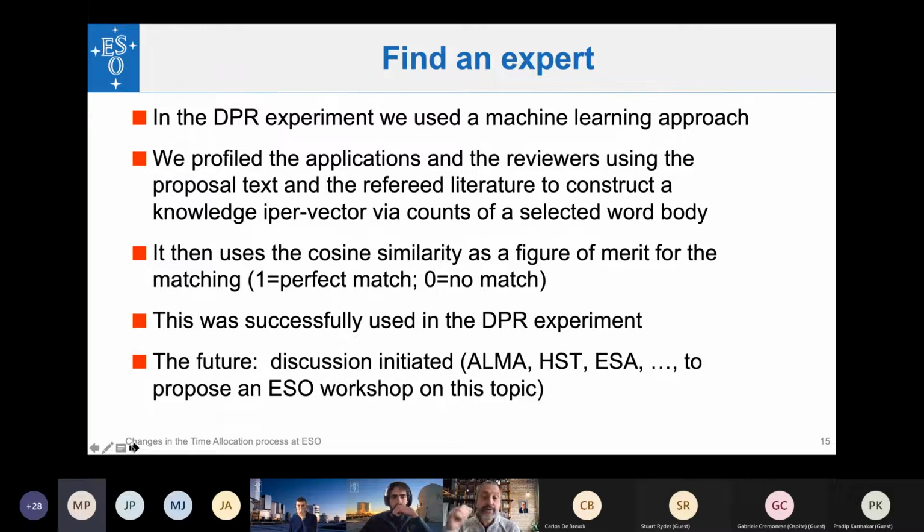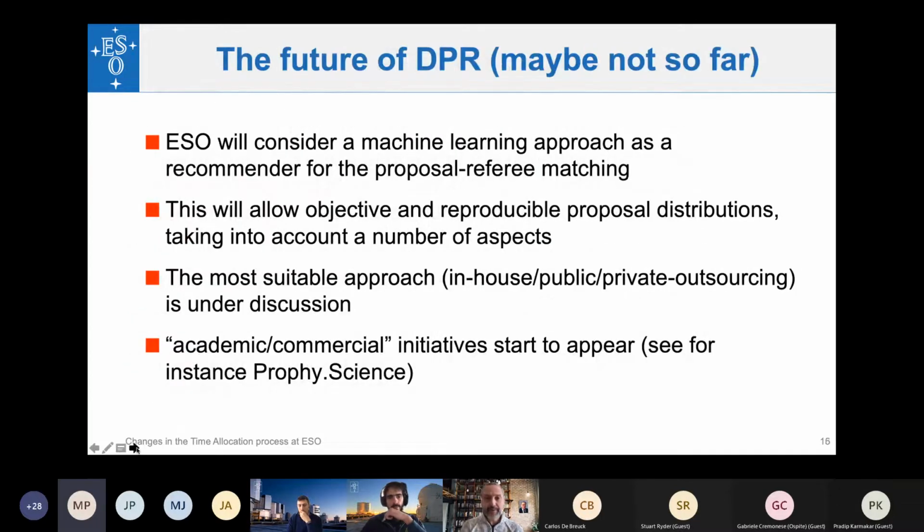It was successfully used in the DPR experiment, and we are discussing it also with ALMA, HST, and ESA to see whether we can find a common approach, maybe open source, to this problem. To this effect, I'm glad to announce that we applied for an ISO workshop to be held in September. Let's see whether it's accepted. The title of the workshop is Peer Review Under Review, and we want to bring together the experts in the field to come up with possible solutions.